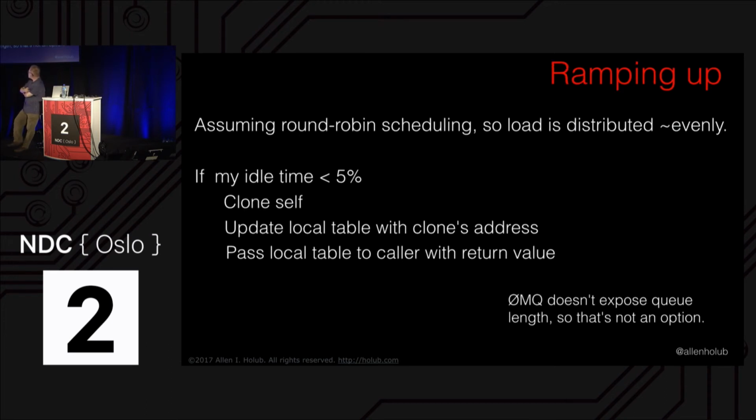The ramping up algorithm is pretty straightforward. ZeroMQ doesn't give you access to queue length, so I'm just doing it by load. If I'm so busy that I'm hardly ever doing anything except working, then I'll spawn off a new instance. Now the rest of this stuff, let's just table that for a second. I want to go to the next slide to explain how the rest is working. It's a simple matter though of every service being responsible for cloning itself when it gets too busy.